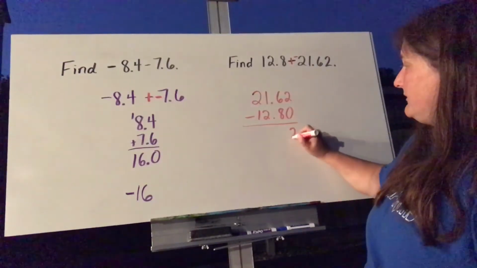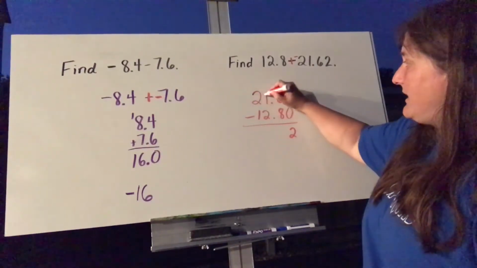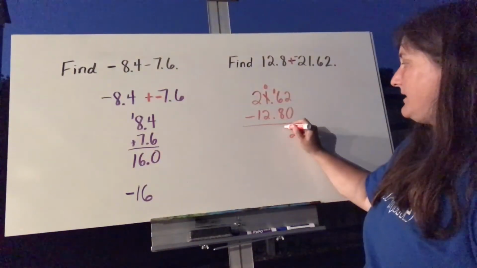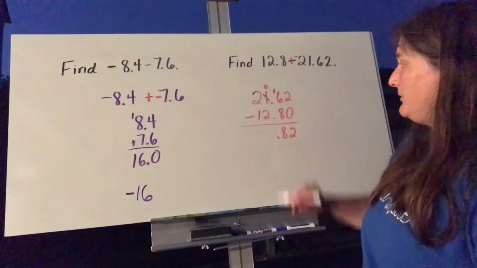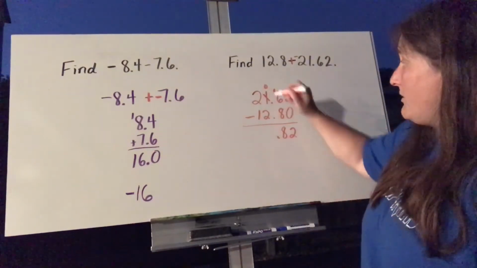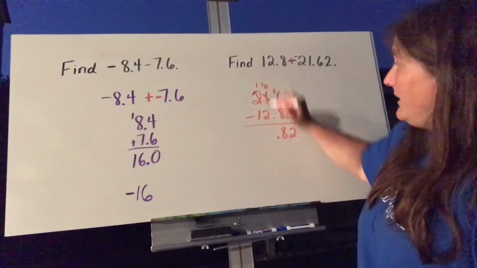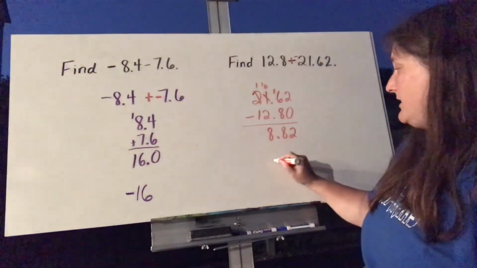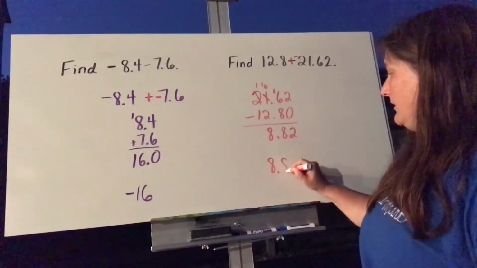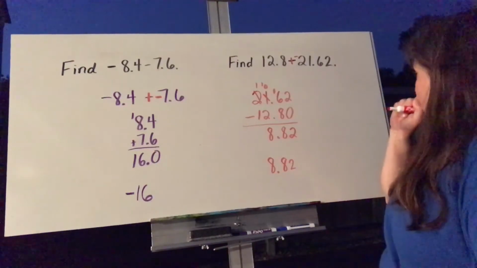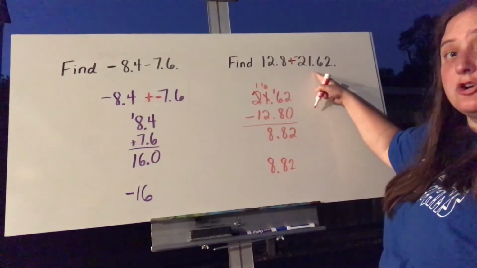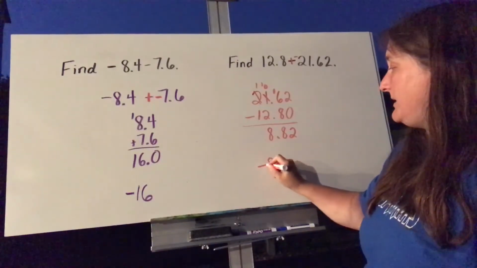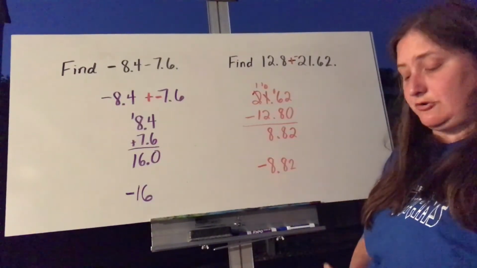2 minus 0 is 2. 6 minus 8 requires me to borrow here. 16 minus 8 is 8. Bring down my decimal. 0 minus 2, I have to borrow again. 10 minus 2 is 8. And 1 minus 1 is 0. So I've got 8.82. Since my larger absolute value in the problem was negative, my answer is going to be negative 8 and 82/100.